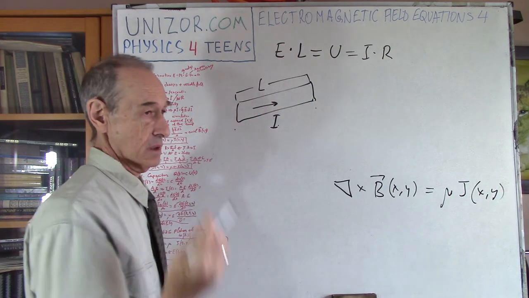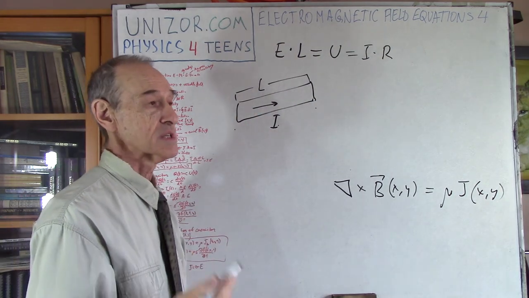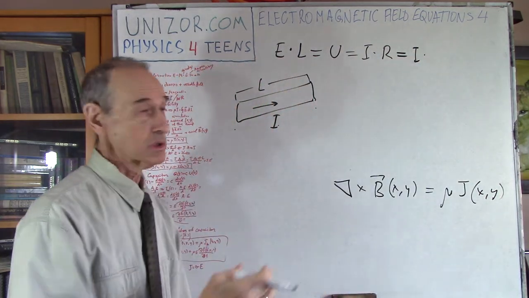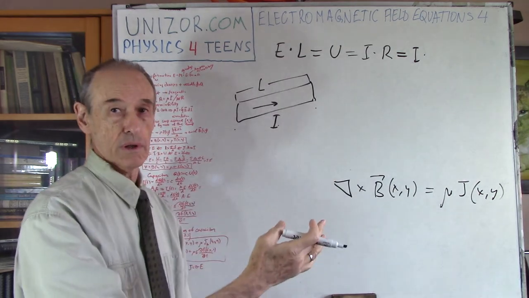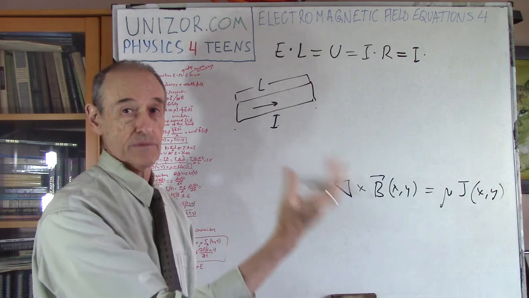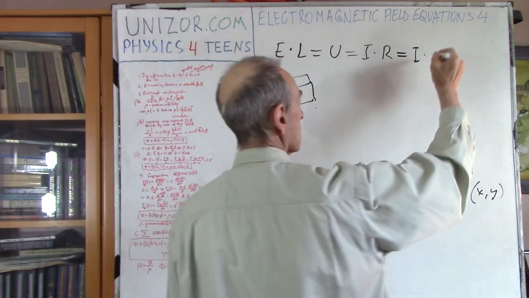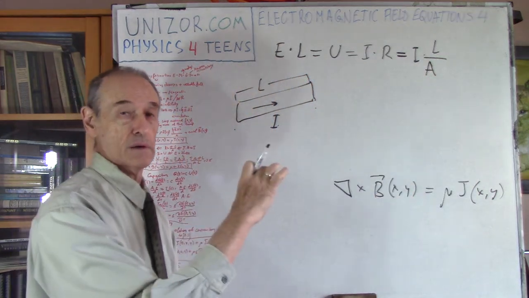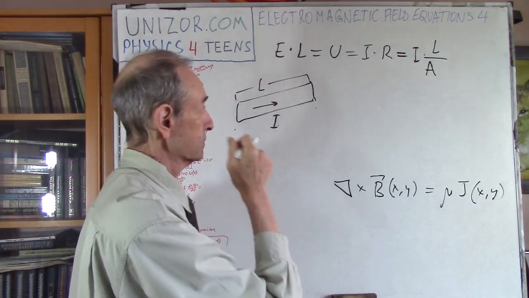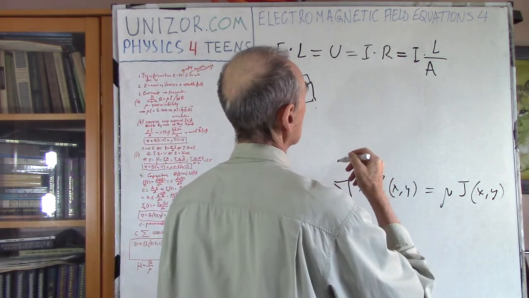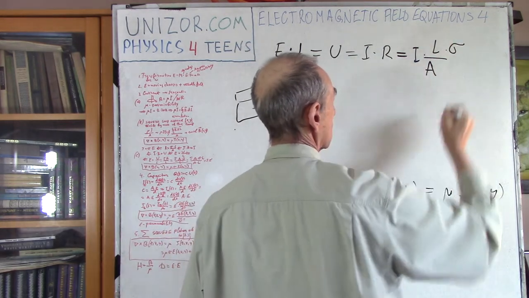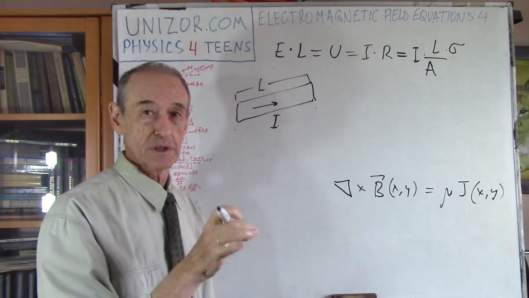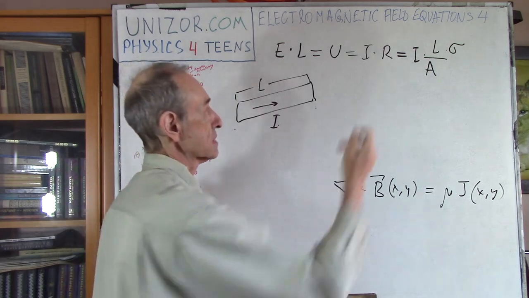Now, what is R? What is the resistance of this piece? Well, as we know, resistance is proportional to length. The longer this piece of wire is, the more resistant it is. But it's inversely proportional to the area. The wider the wire, the less resistance it has, right? Okay, times some kind of resistivity of the material. Unit area, unit length has certain resistance. So that's what it is, right?